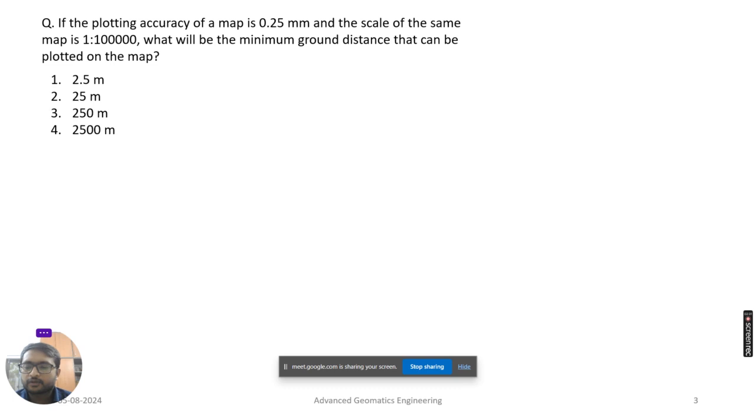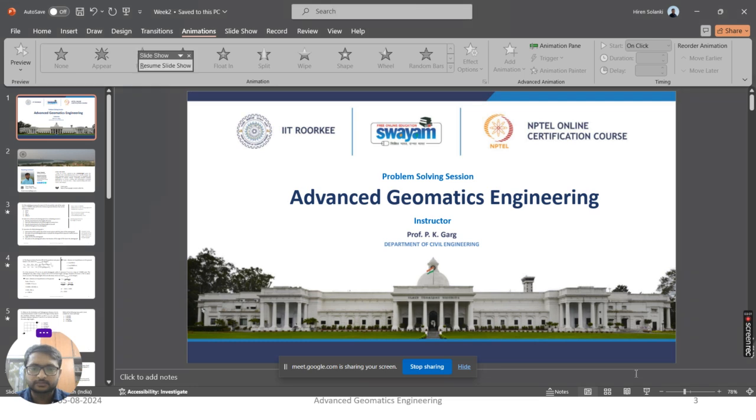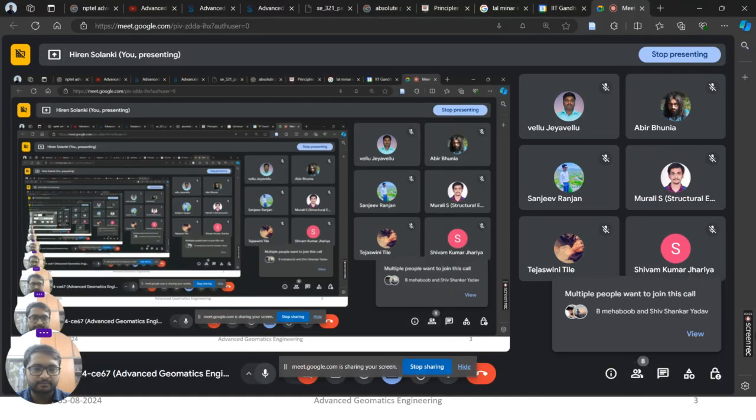First of all, we'll try to solve a couple of questions from the concepts we learned in the first week. We'll start with this question on accuracy of a map. We have learned the concept of scale and maps. The question is: if the plotting accuracy of a map is 0.25 mm and the scale of the same map is 1 to 1,000,000.